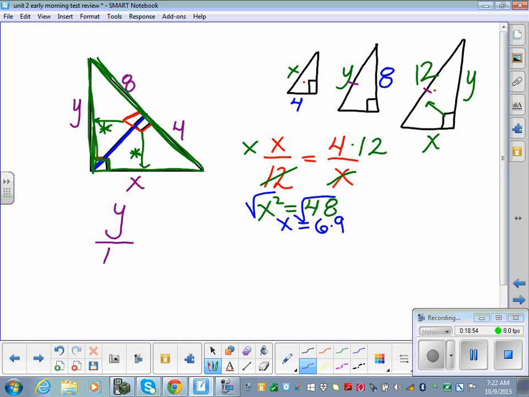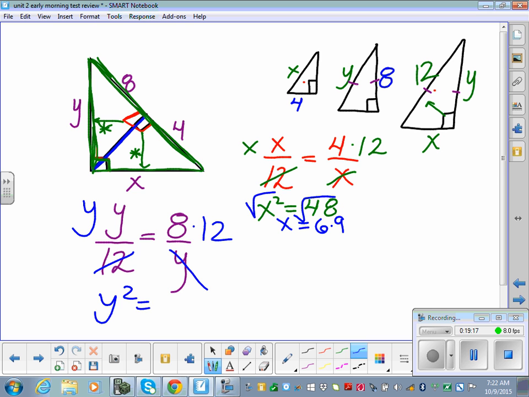So Y over 12 will be equal to, we've got to come back to this triangle. The only side we have is 8, so we must be using 8. 8 over what goes with 8? Y. Was that too bad? No, that's as hard as it's going to be on the test. So then we cross multiply, both sides by Y, but it divides out over here. Multiply both sides by 12, divides out over here. Y squared is equal to, is that 96? Yeah, I think it is.